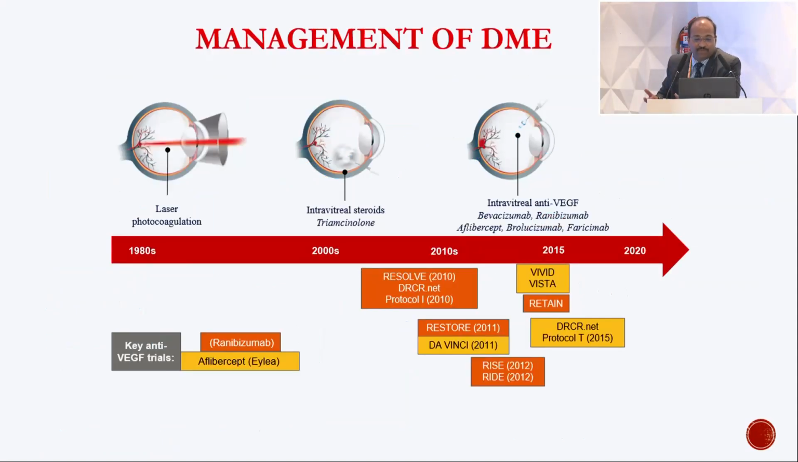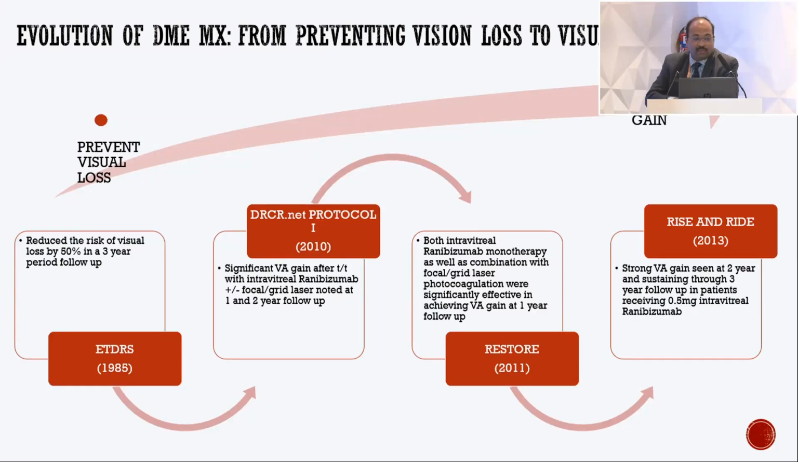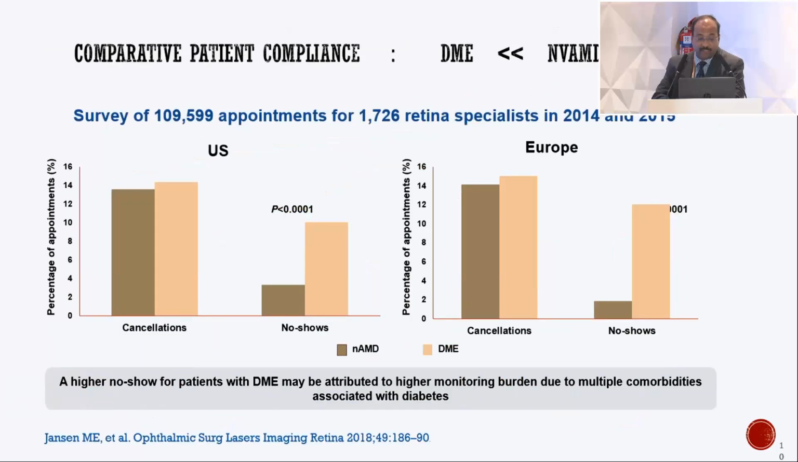The management of DME has evolved from the erstwhile laser photocoagulation in the 80s, through the turn of the millennium where steroids came in, to the current anti-VEGF era. And with the advent of anti-VEGF, the evolution of DME management has moved from preventing visual loss, which was the case with lasers, to actually gaining vision, through all these trials with anti-VEGF agents.